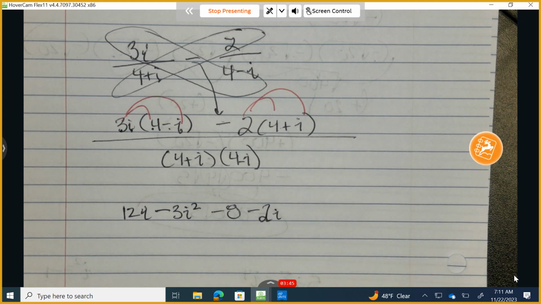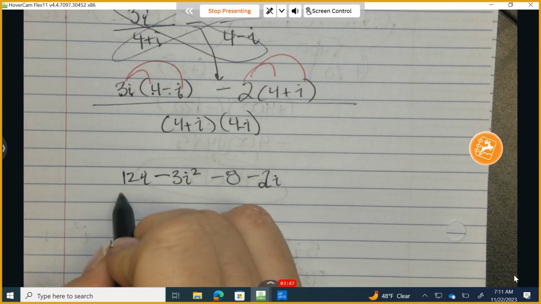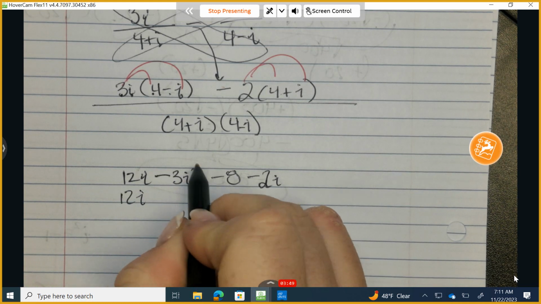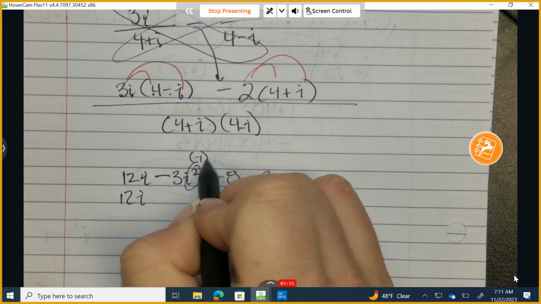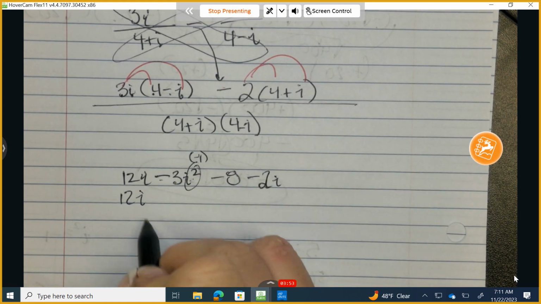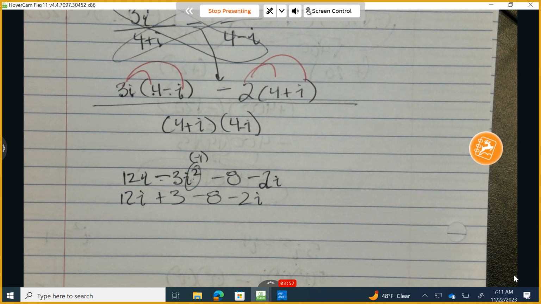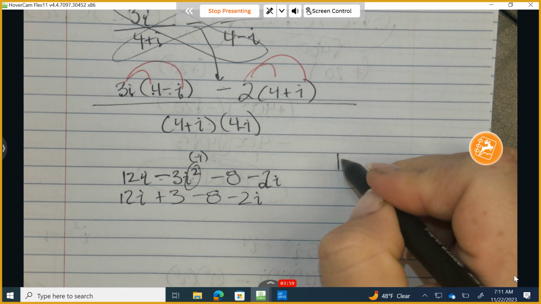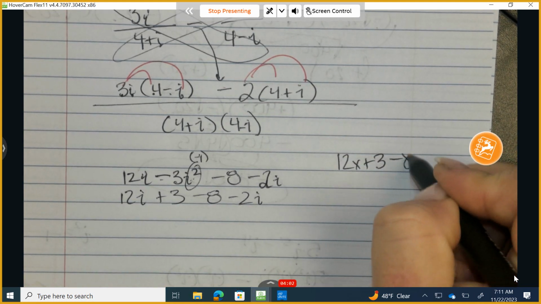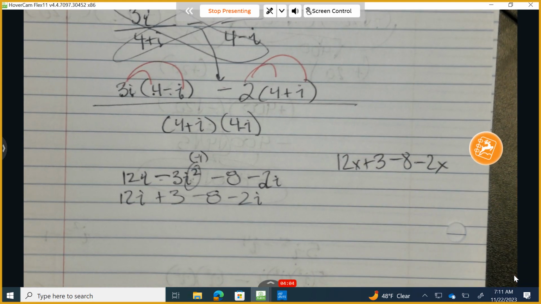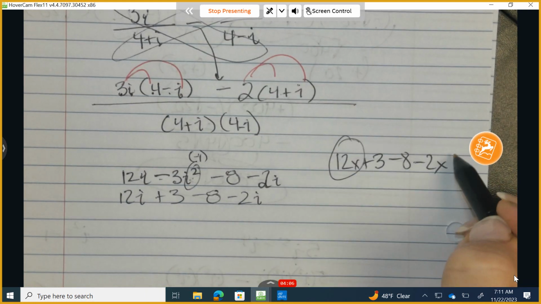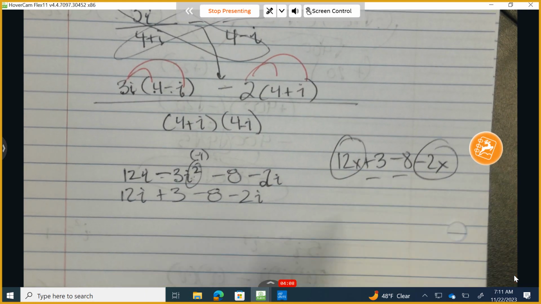Before I even look at the denominator, let's see what I can do here. Well, I know that i squared is negative 1, so negative 3 times a negative 1 is a positive 3. And now I'm just going to combine like terms. If I said to you 12x plus 3 minus 8 minus 2x, you'd know exactly how to combine like terms, right? Your 12x and your negative 2x would go together, your 3 and negative 8 would go together.